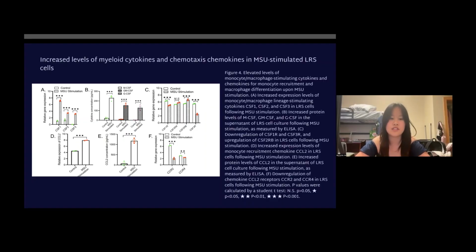Plot C also shows some differences, where there's a decrease in CSF1R, but increases in CSF2RA and CSF2RB, and a decrease in CSF3R. Plot D shows the expression of CCL2. Plot E shows the CCL2 concentration, and F is the relative gene expression of the CCR genes.